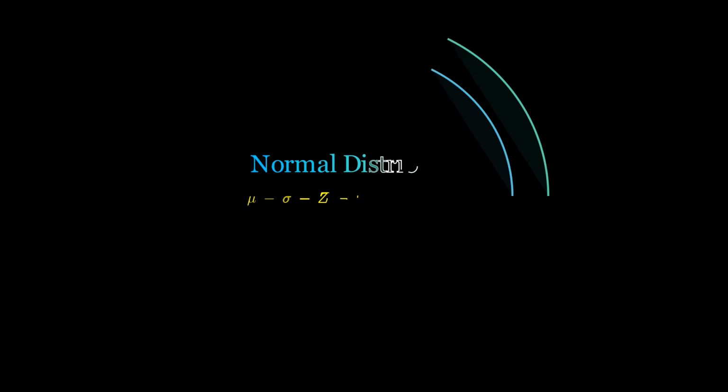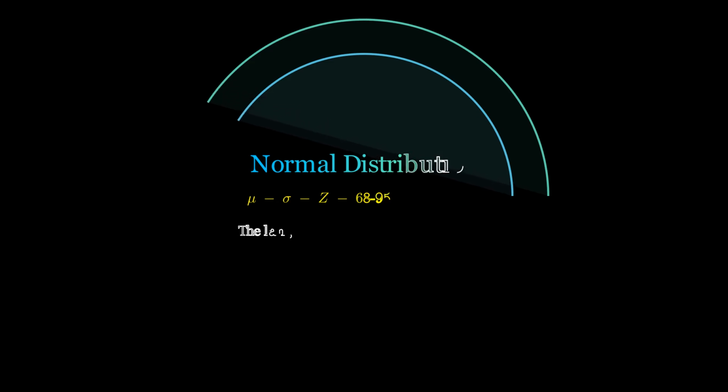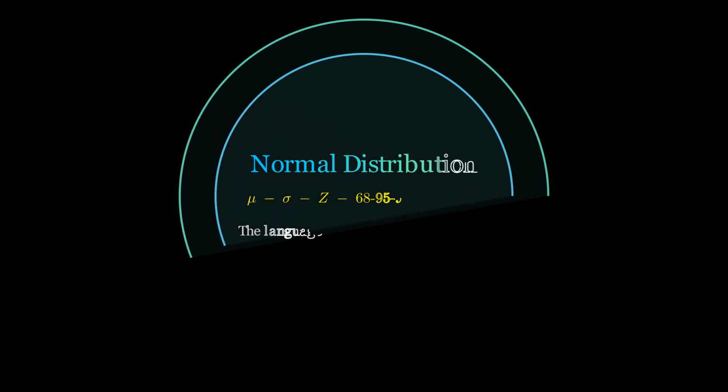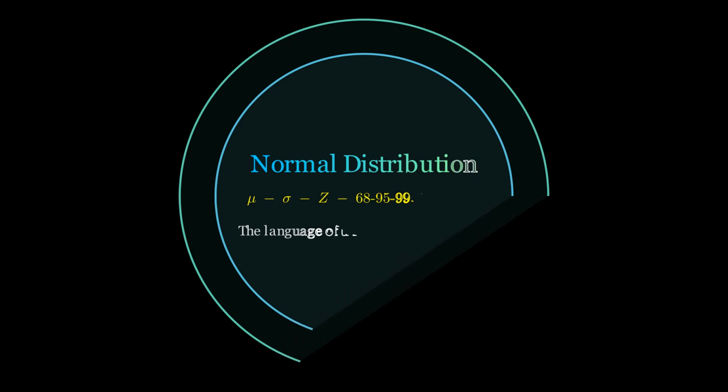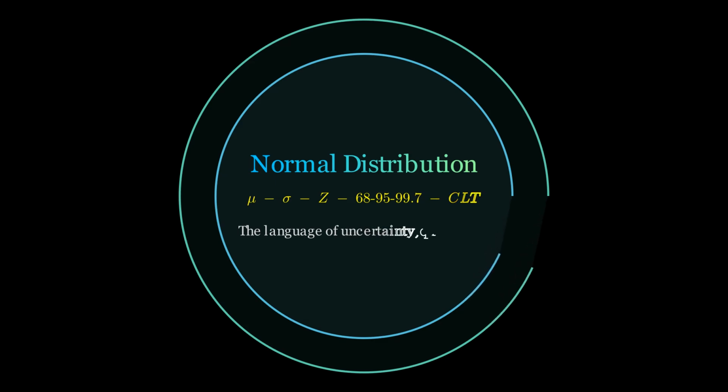Congratulations! You've now mastered the normal distribution. You understand the bell curve, the empirical rule, z-scores, the central limit theorem, and how all of these connect to machine learning. The normal distribution is truly the language of uncertainty, a mathematical tool that turns unpredictable real-world variation into something precise, measurable, and actionable.